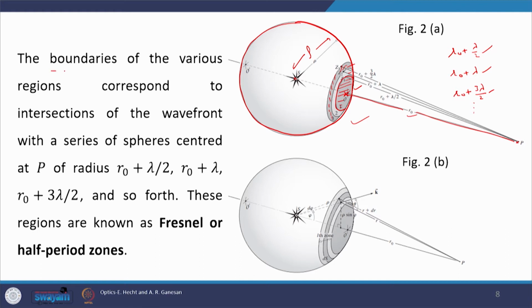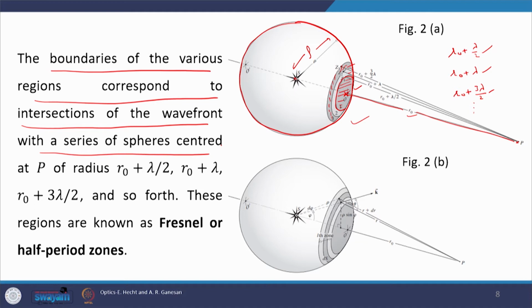The boundaries of the various regions correspond to intersections of the wavefront with a series of spheres centered at P of radius r naught plus lambda by 2, r naught plus lambda, r naught plus 3 lambda by 2, and so forth. And these regions are known as Fresnel or half period zones.